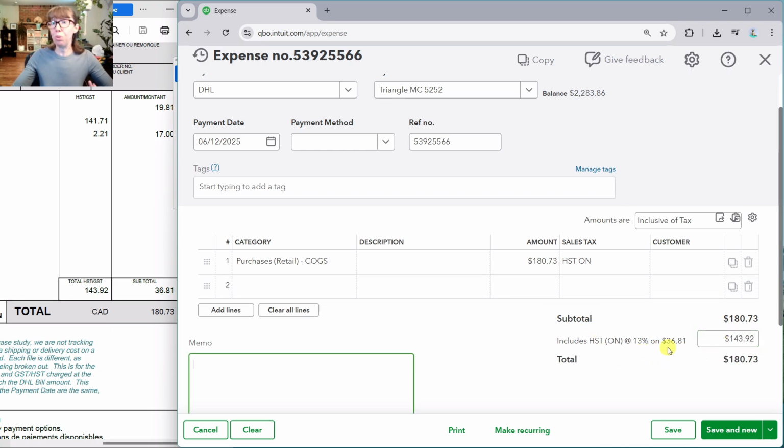And the new QuickBooks does not change the totals, which is great. It used to. So you can see that 36.81 is what's going to hit up purchases retail COGS, and that's the subtotal here. And that 143.92 is going to go to GST HST, which is exactly what we want. So let's go save and new and see what's next.